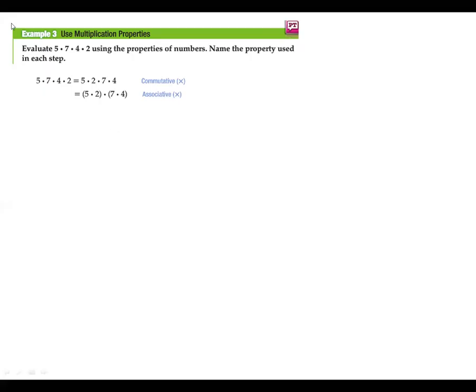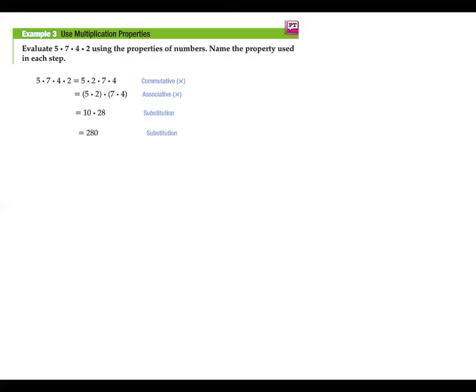Why am I grouping the 5 times 2? Because 5 times 2 is 10. And it's really easy to multiply by 10 because basically when you multiply by 10, whatever you're multiplying it by, you just add a 0 to it. So 7 times 4 is 28, that's substitution. And then 10 times 28 is 280.